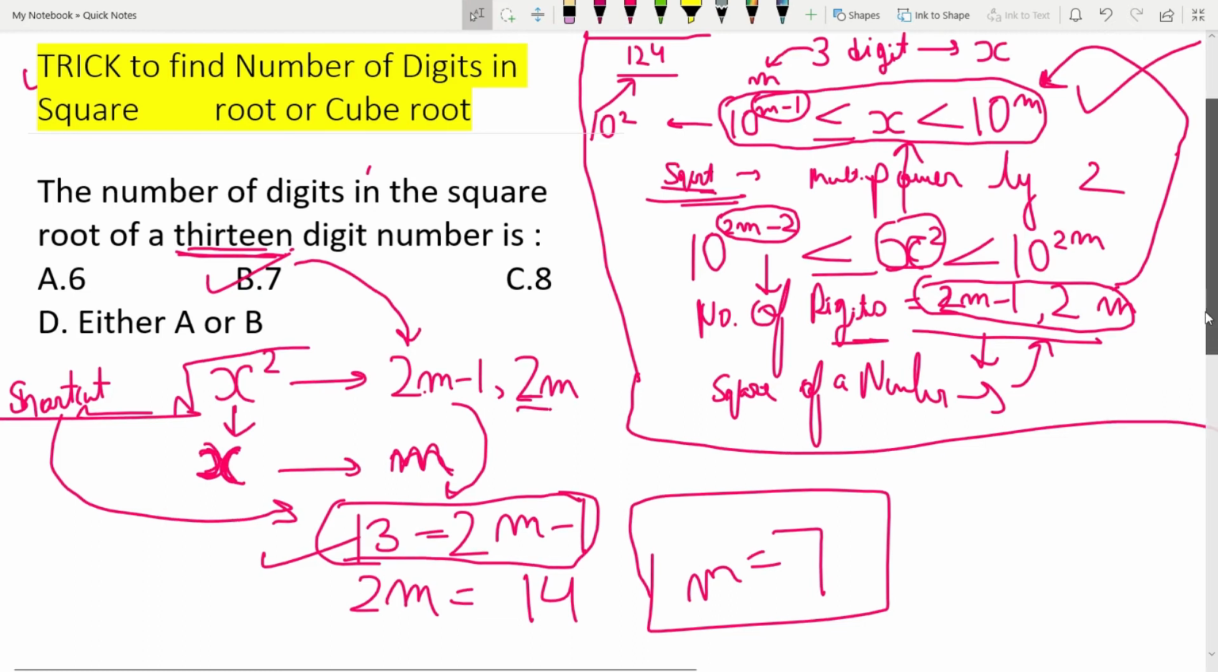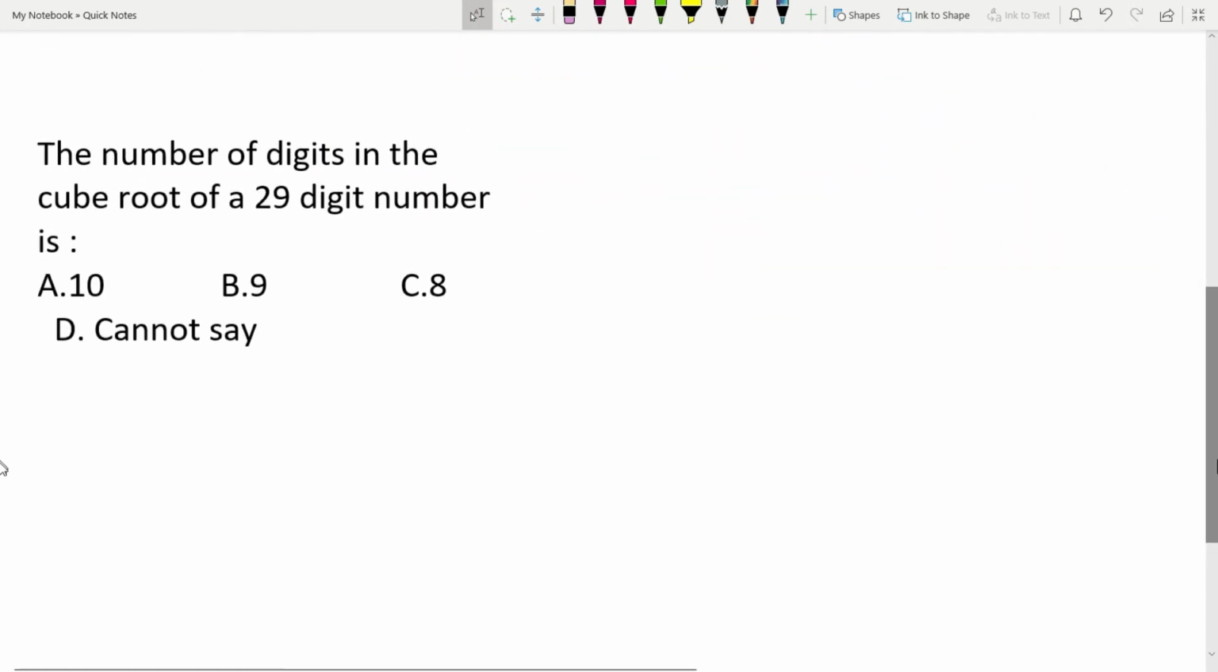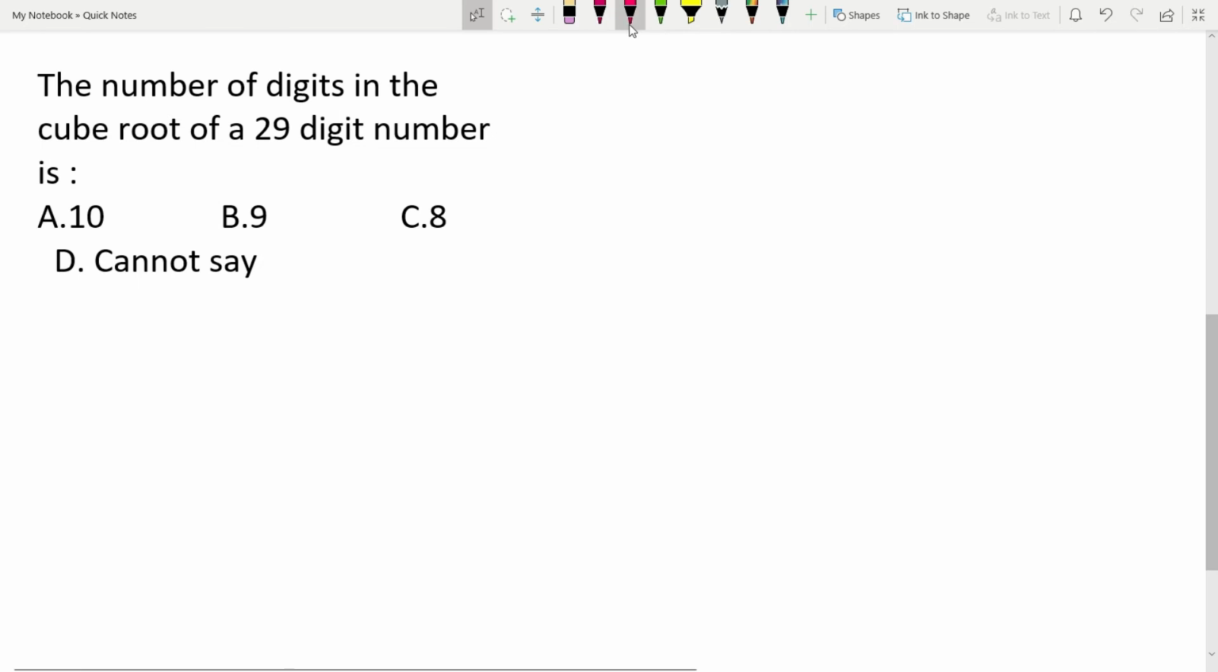So let's move to another question. Now this question is for the cube root. Based on the above, we have the explanation for this also.